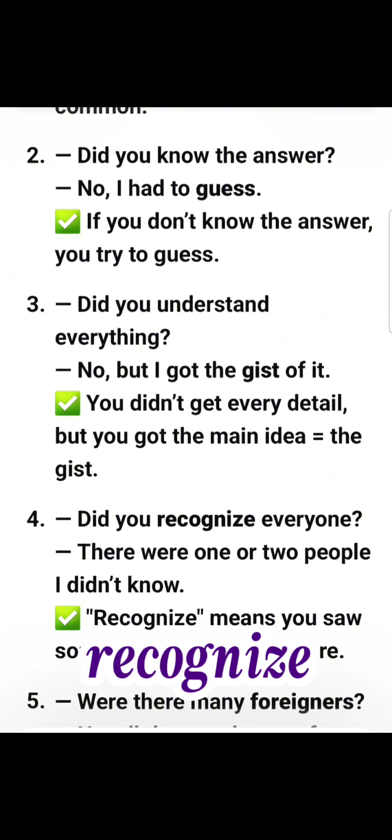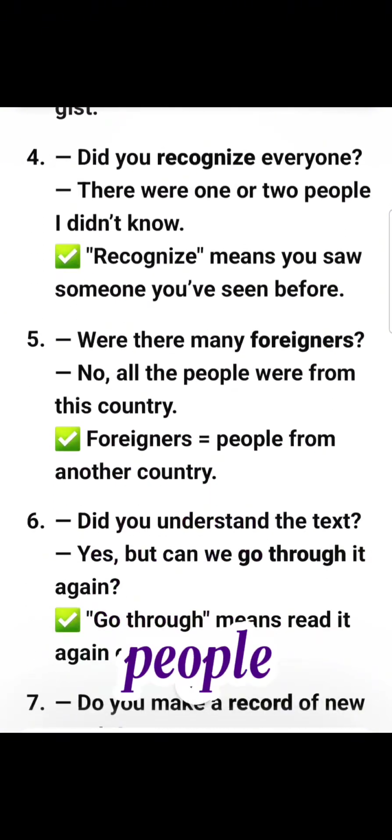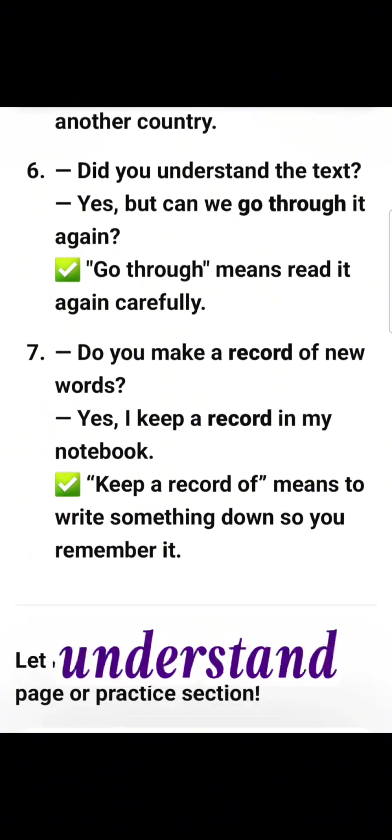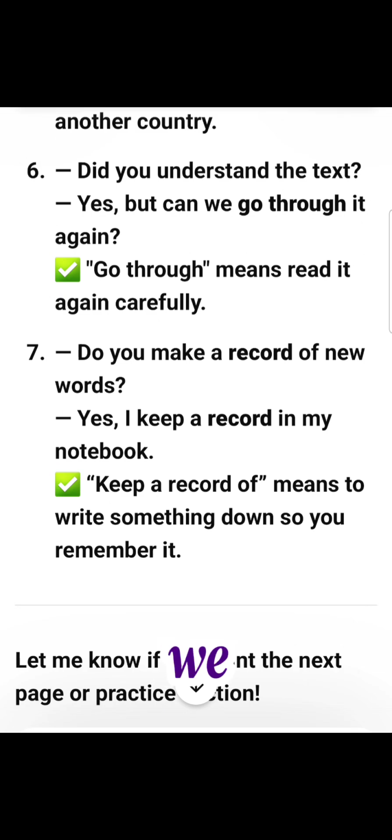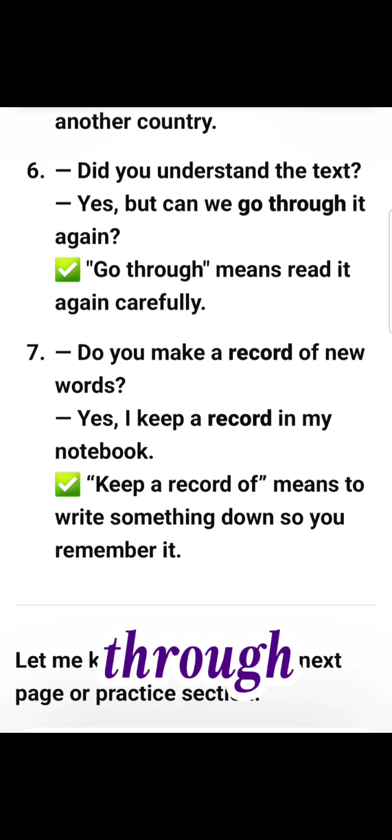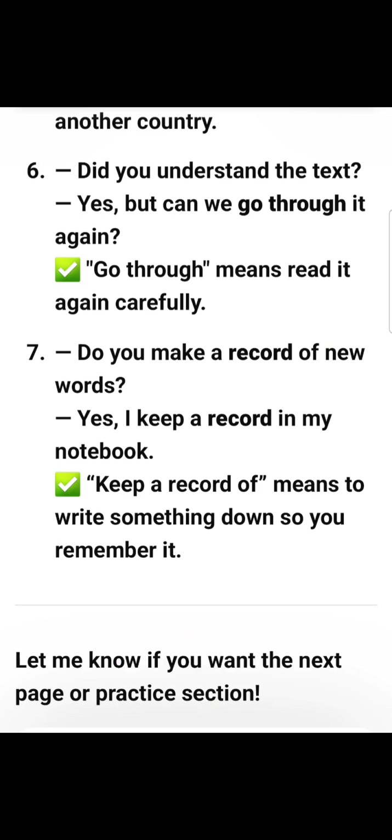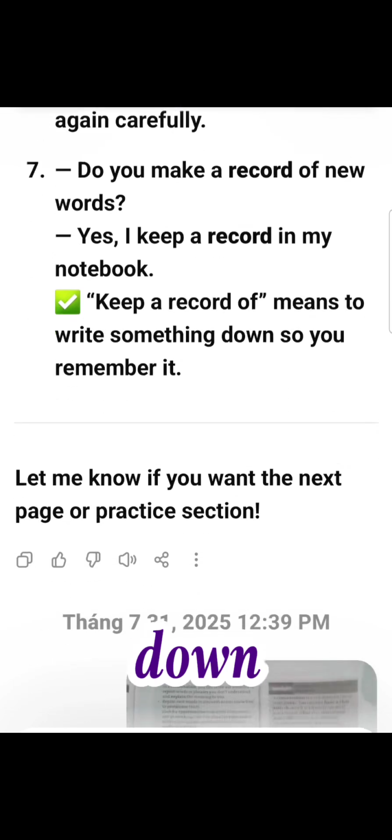4. Did you recognize everyone? There were one or two people I didn't know. Recognize means you saw someone you've seen before. 5. Were there many foreigners? No, all the people were from this country. Foreigners equal people from another country. 6. Did you understand the text? Yes, but can we go through it again? Go through means read it again carefully. 7. Do you make a record of new words? Yes, I keep a record in my notebook. Keep a record of means to write something down so you remember it.